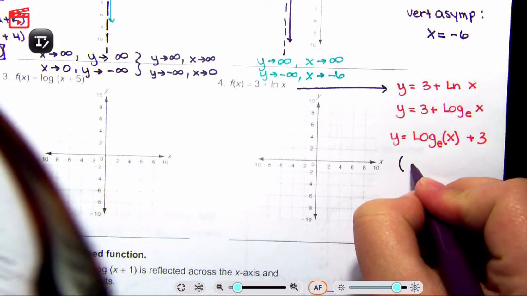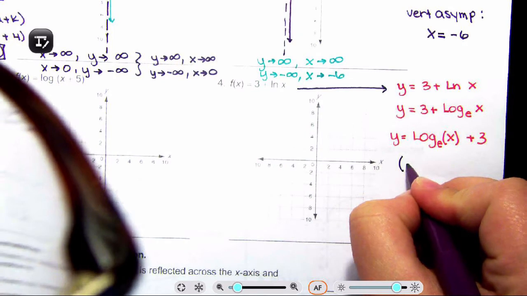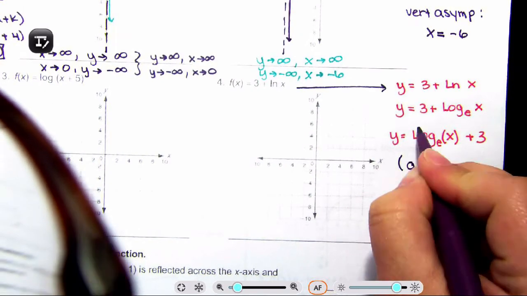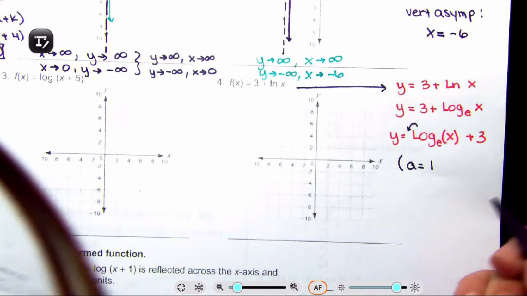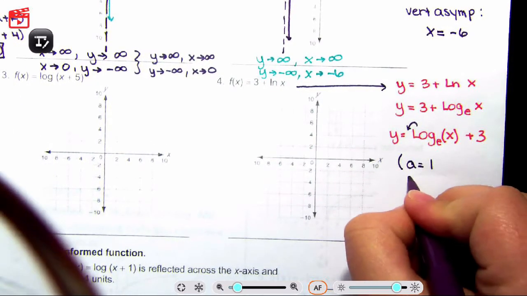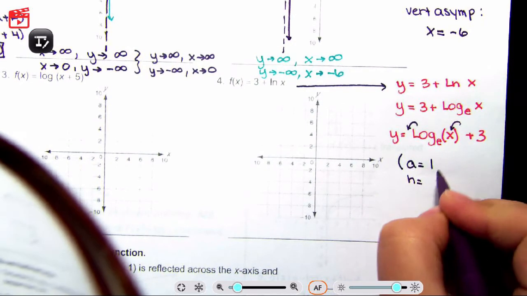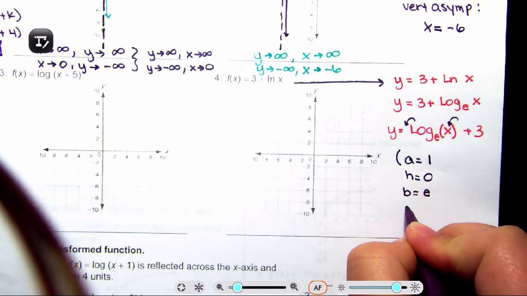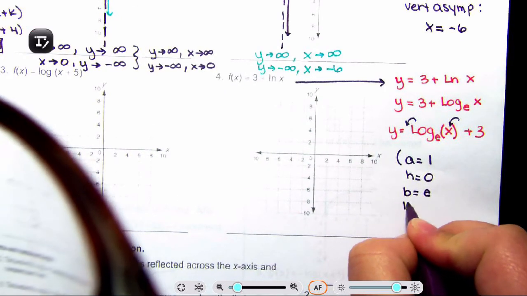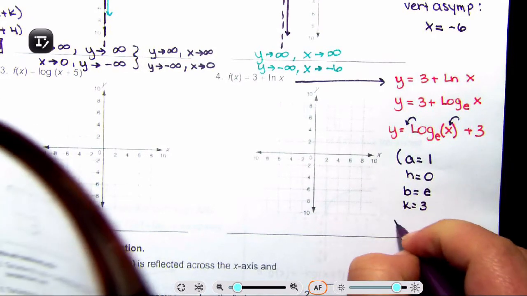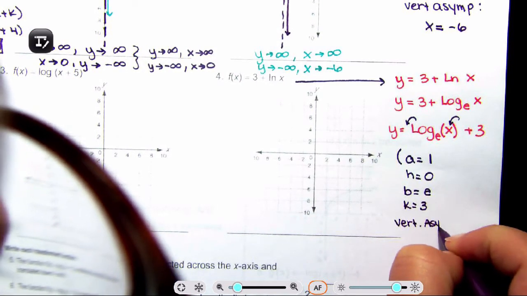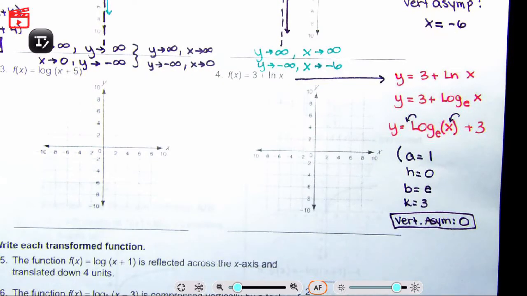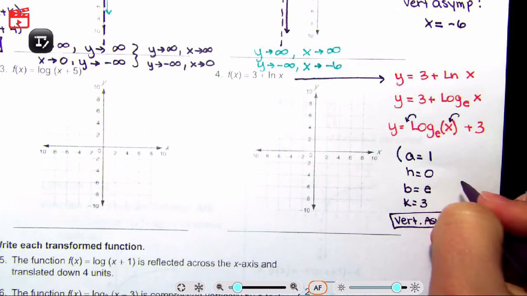So we have our first point at 1. Oh, let's identify our points first. So let's do a is 1. Nothing in front of log here, being multiplied, keyword multiplied. That means a is 1. h, again, is inside next to x, which is 0. What do we have? b, our base, is e. And then what do we have after that? Our k value is 3. Our vertical asymptote is our h value. In this case, it is 0. Use a cheat sheet so you don't get that confused with the other lesson that we had.